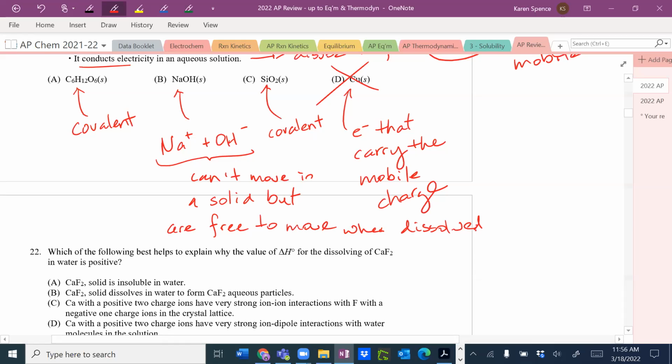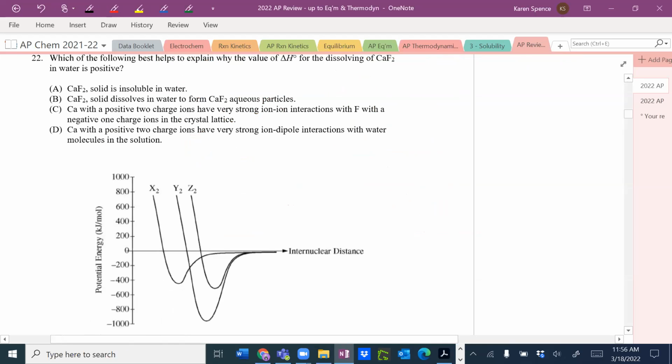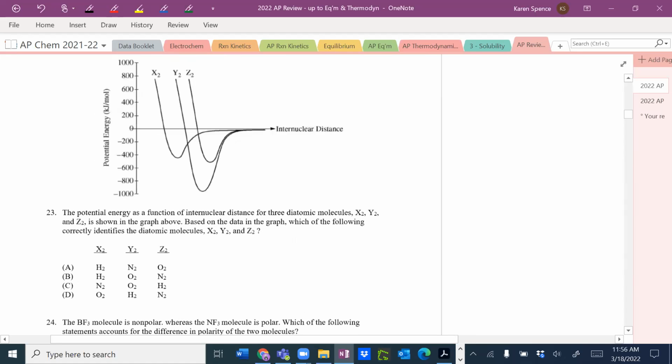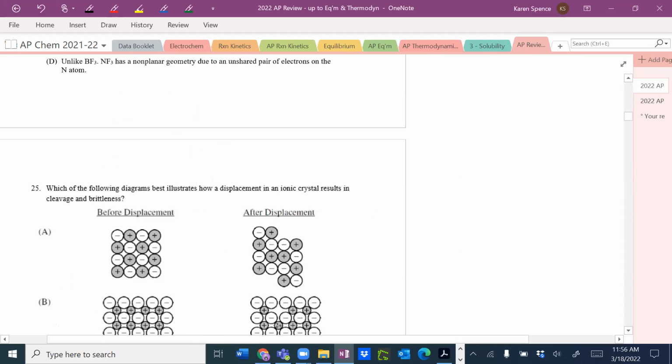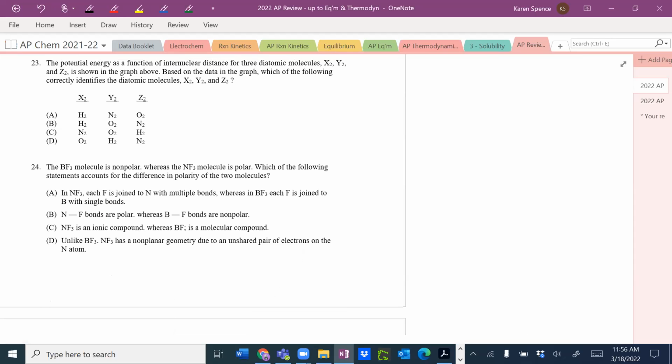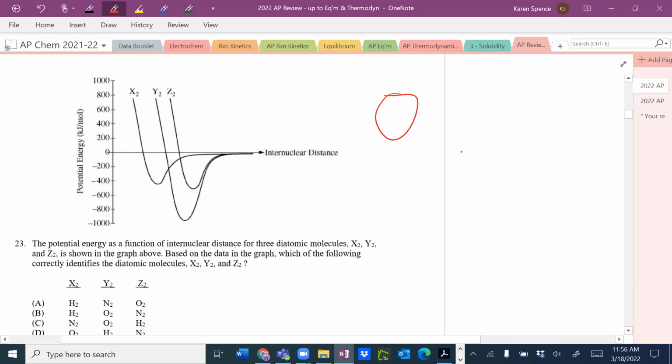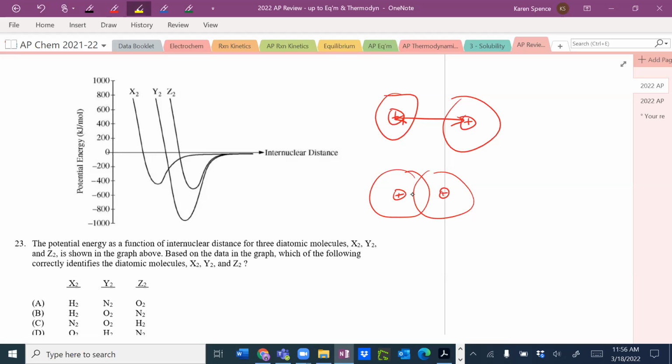22 we're going to skip. 23, ooh, binding energy, so exciting. Okay, internuclear distance. Whoa, what happened? Come back here. Internuclear distance basically means I've got an atom here and an atom here and they're bonded together. What is that distance there? Okay, and actually they would be overlapping. So, what is that distance there?